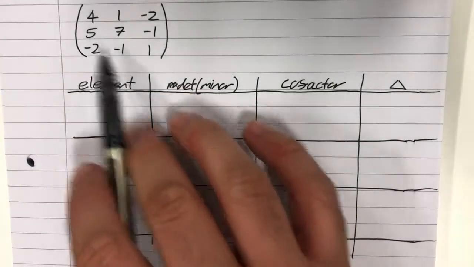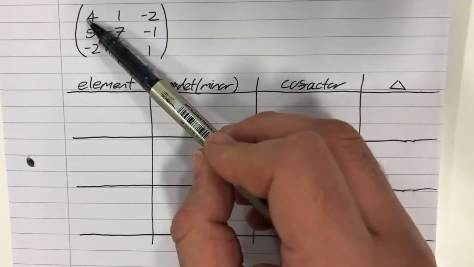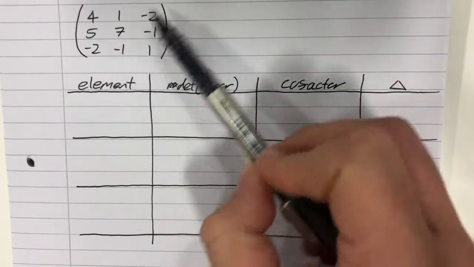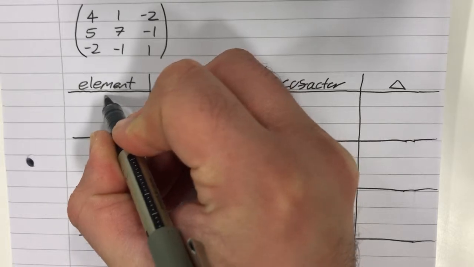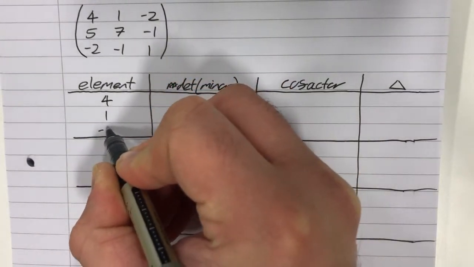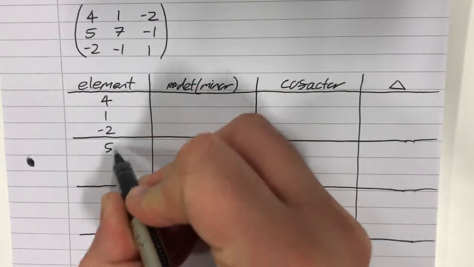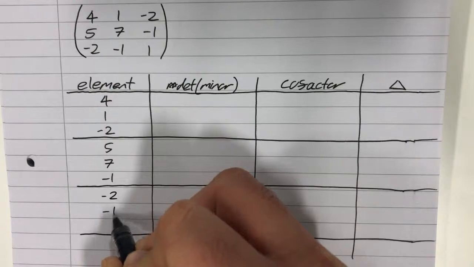And what we do is we take the elements of the matrix and we put them down in the element column. I tend to work in rows, so row 1 will go down here, row 2 will go down here, but you could work in columns as well. It'll give you the same answer. So I'm actually going to just do what I usually do and work in the rows. So it's the first row, 4, 1, minus 2. Second row, 5, 7, minus 1. Third row, minus 2, minus 1, 1.